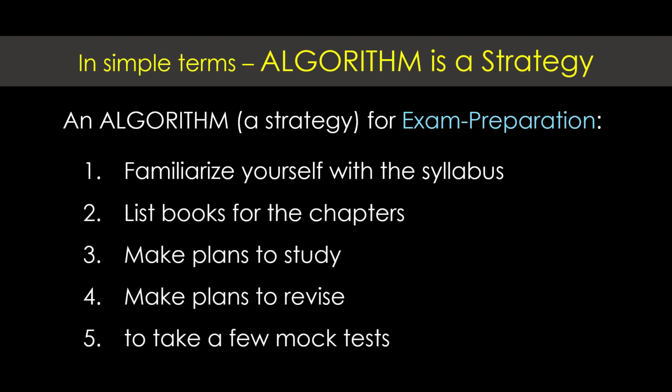In real life, anything we do, we always come up with a strategy for performing the task. For example, every time there is an exam, you can follow your strategy of preparation throughout the year. Your strategy could be to familiarize yourself with the syllabus, list books of the chapters, make plans to study and revise, and take a few mock tests. Similarly, to finish any coding task, we always need a strategy that the code will follow to finish the task. The strategy is called algorithm.